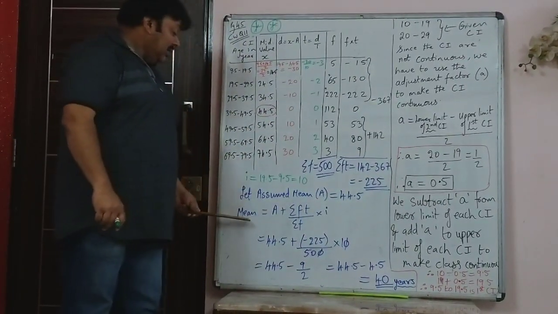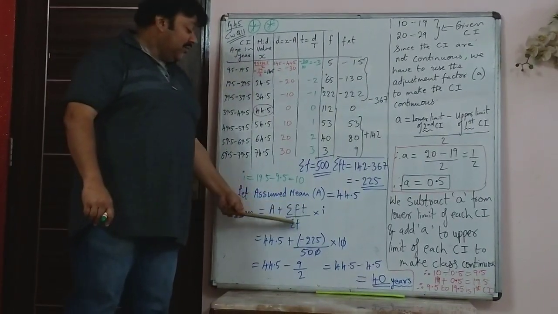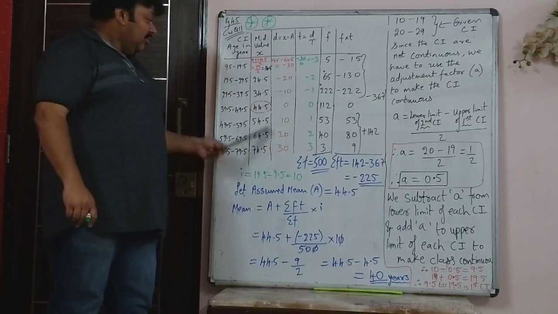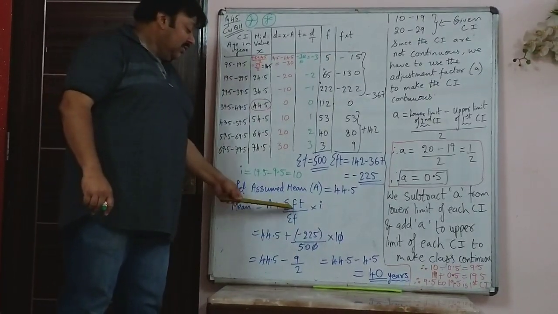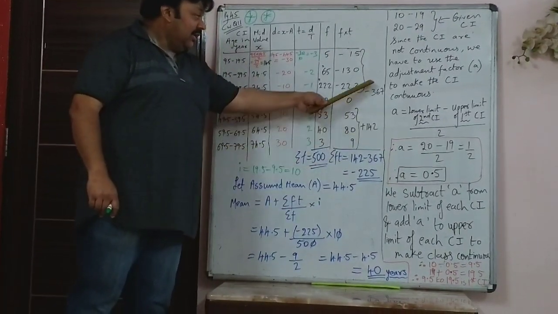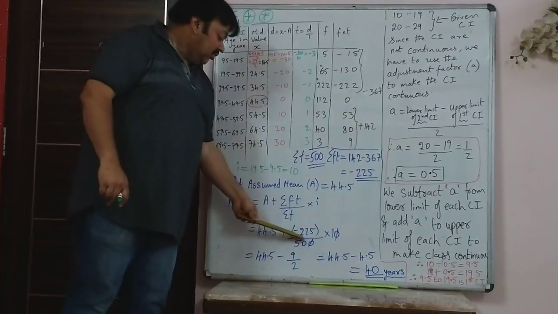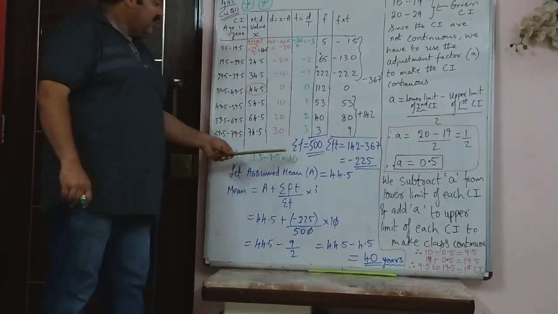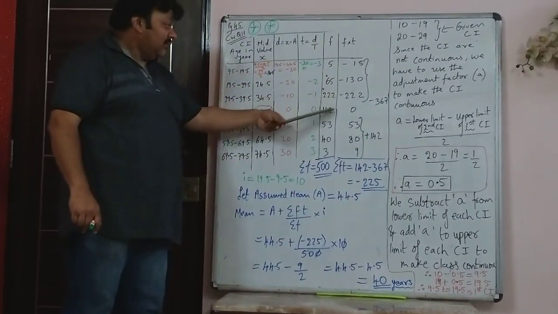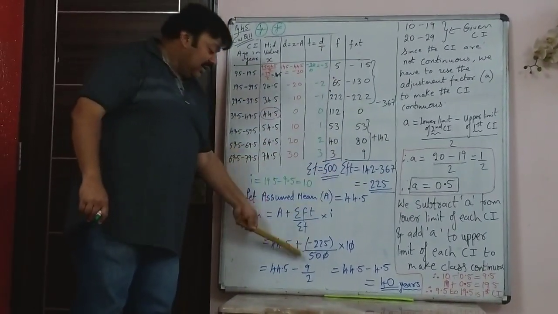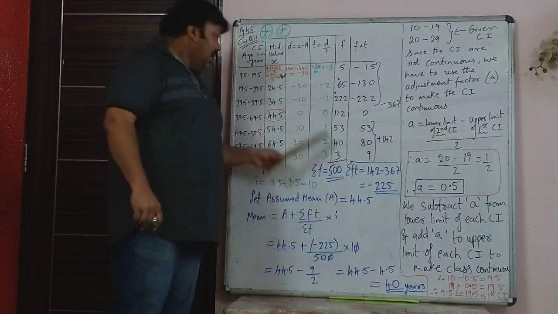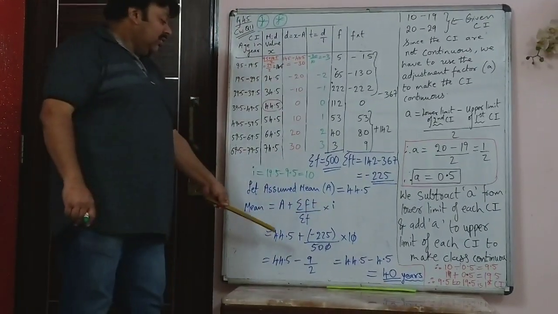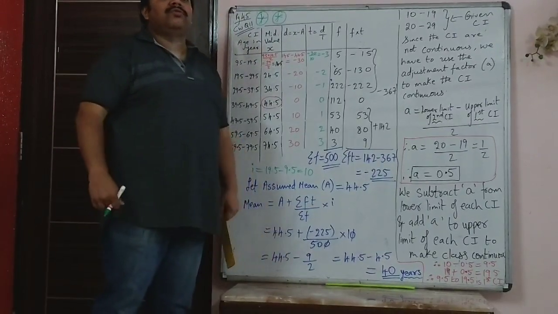So therefore the formula is: mean is assumed mean plus sigma f t upon sigma f, into i. So assumed mean was 44.5. Sigma f t, the addition of all this, is minus 225. Sigma f, you have got 500 when you added up all the frequencies, that is 500, into i, class size is 10. So when you do the calculation, you get the answer as 40.